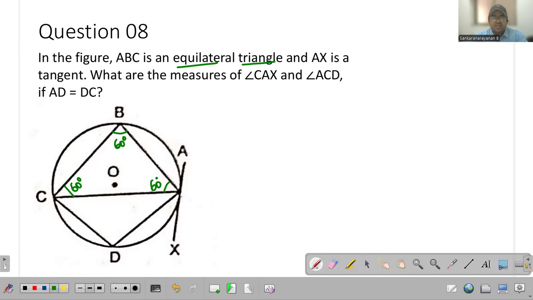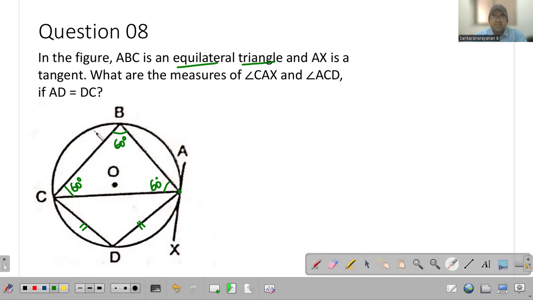AX is a tangent. Okay. So, I will consider that AX is a tangent there. Let A be the point of tangency. Then AD is given to be equal to DC. So A to D is equal to C to D. Okay. They are equal. Fine. Now please observe.